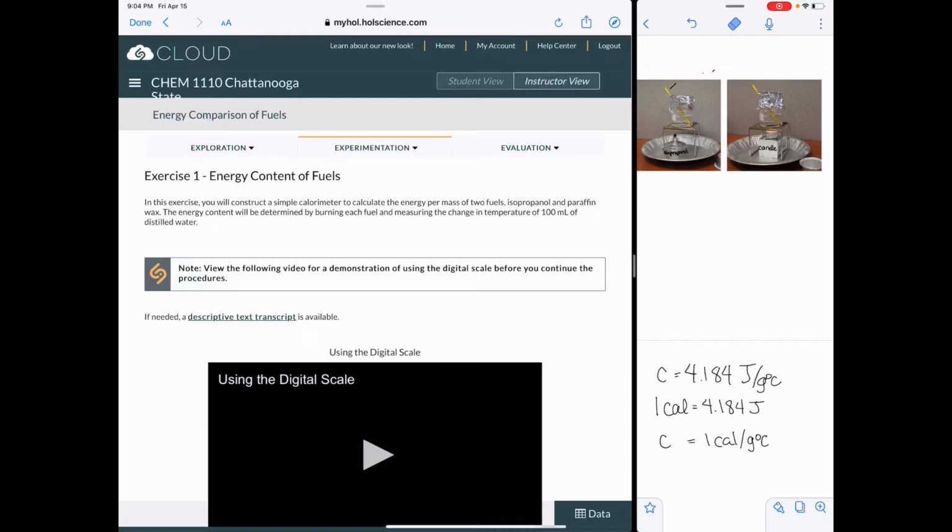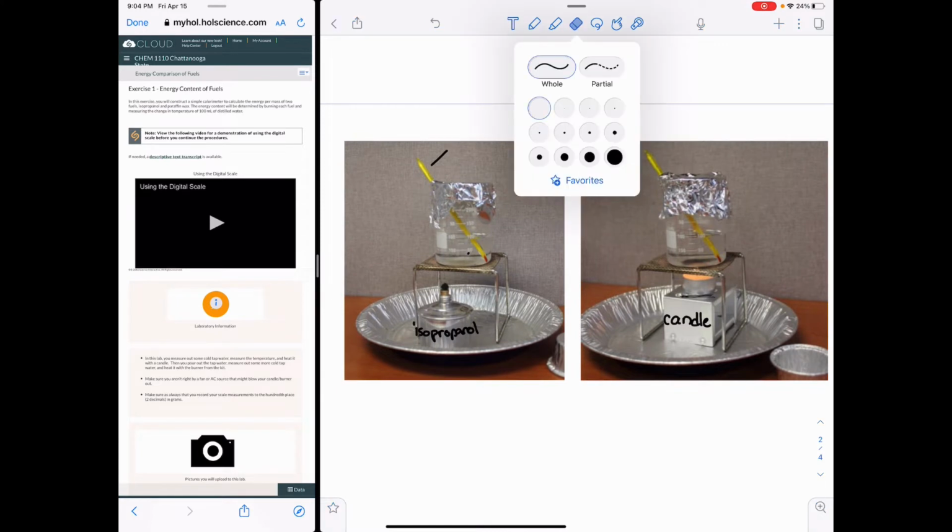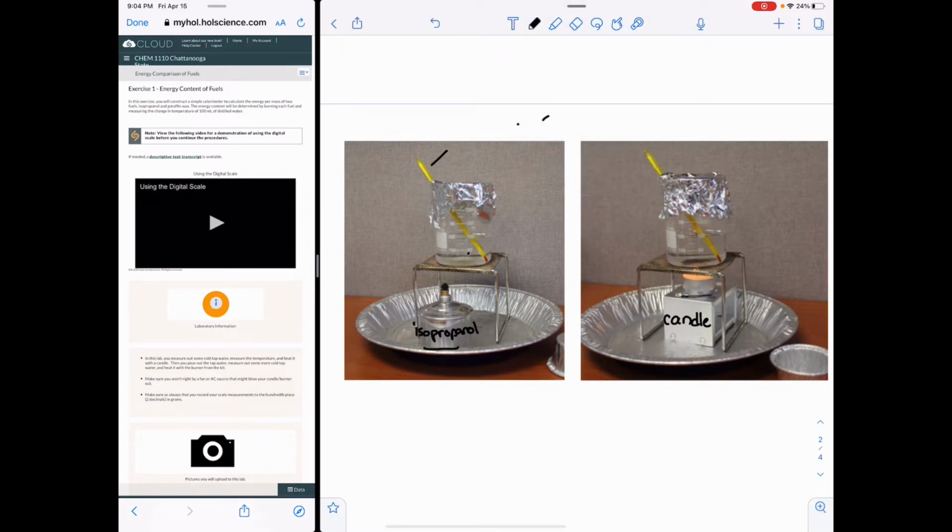This is the Energy Comparison of Fuels lab, and in this lab, I'm going to zoom in on what you're going to ultimately be doing. You're going to have a container with isopropanol in it, and you'll know the mass of the isopropanol by the time you get this set up. And you're going to have water in a container, and you're going to know the mass of the water because you're going to have filled both of those and weighed them. So you're going to know the mass of both of those.